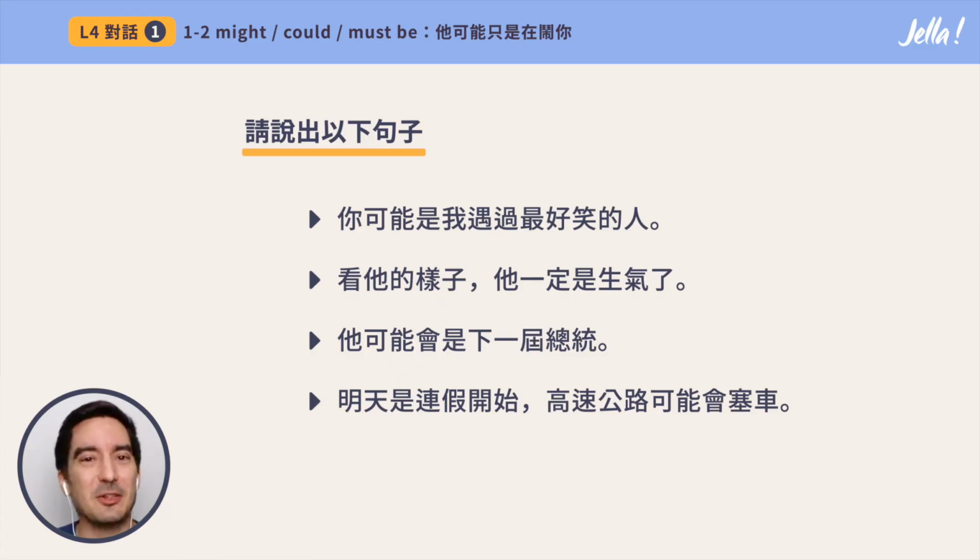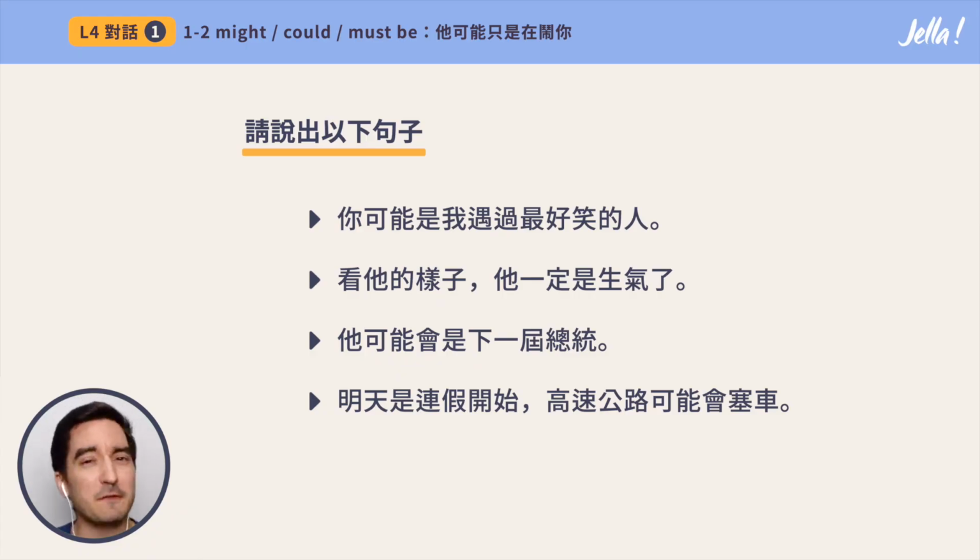Now, let's take a look at our homework today. We have lesson 4, conversation 1, part 2. And this time, we're talking about the words might and could. We're talking about how sure we are of something. Are you sure of that? I'm not sure. Maybe, so you're getting a feeling of something. You're trying to talk about something you have ideas about, but maybe you don't know for sure, okay?